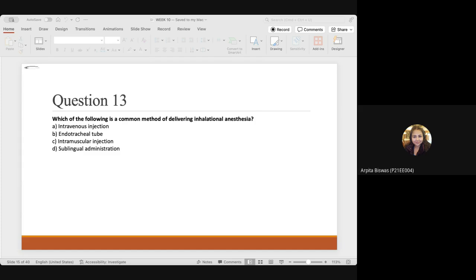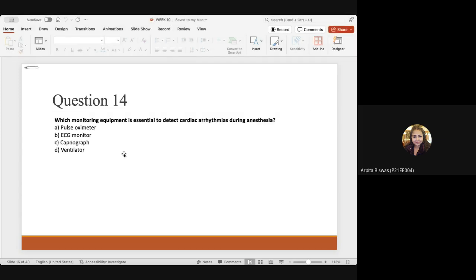So the right option is option B, the endotracheal tube. Okay. So next move toward question number 14. Which monitoring equipment is essential to detect the cardiac arrhythmias during the anesthesia? First is the pulse oximeter, second is the ECG monitor, third is the capnograph, and fourth is the ventilator.